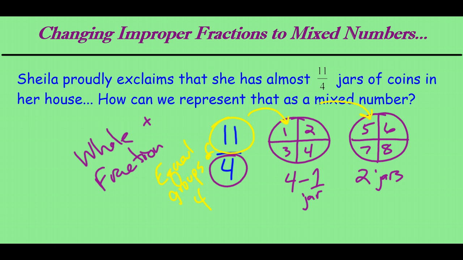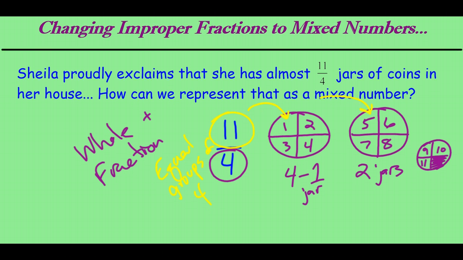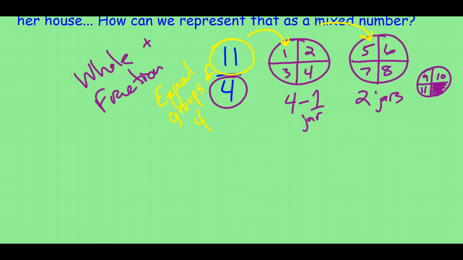And then finally, if we continue counting, we'll have 9, 10, 11, and we won't need that last one. So we will end up with 2 jars of coins and 3 fourths of a jar remaining. And now we found this by using a picture, by splitting it into fourths with the picture of the jars and finding how many we have left over.